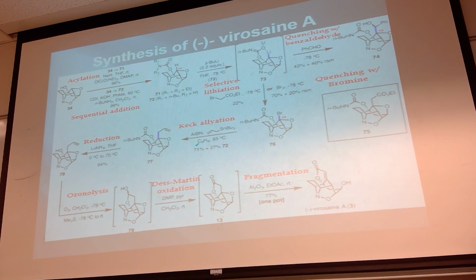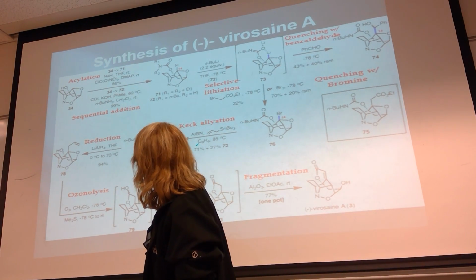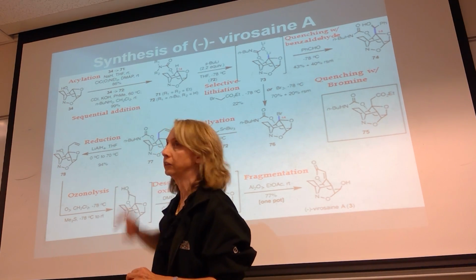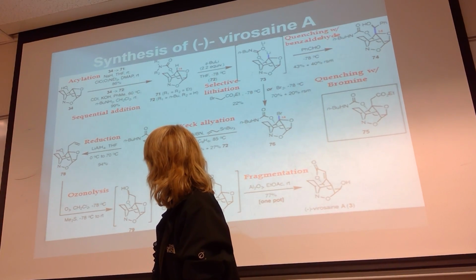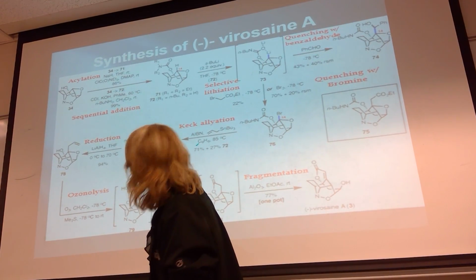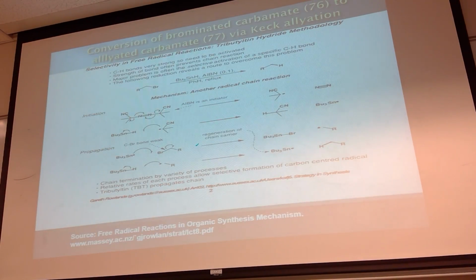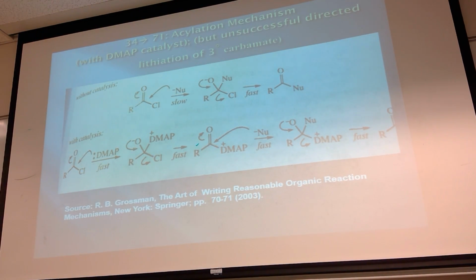So what's the first thing? Okay, so it's an acylation, and that was the first step applied to the tertiary, and the sequential addition applied to the secondary carbamate. So what's the carbon there? Yes. So that would be the reflection of the tertiary. Okay.